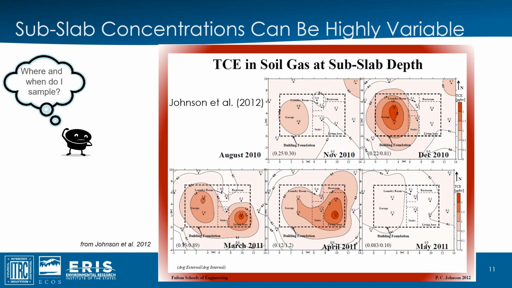Airflow is also increased around buildings because of stack or heating effects, wind effects, and the higher permeabilities of the fill material that's often found below building foundations. Again, it can be very difficult to get a representative subsurface vapor sample for risk assessment.